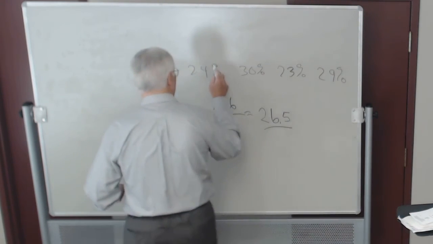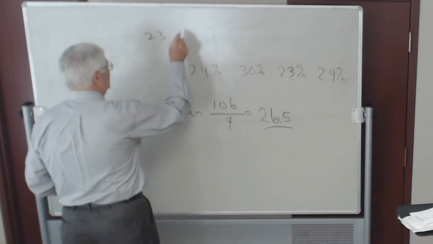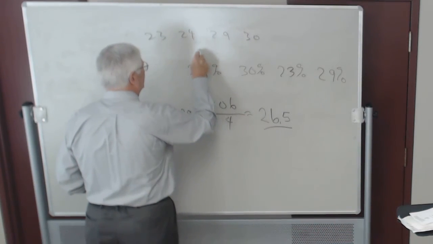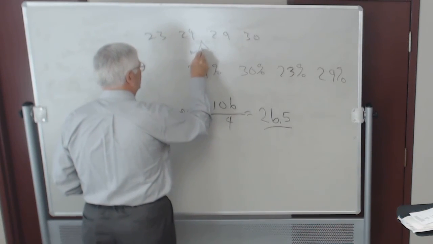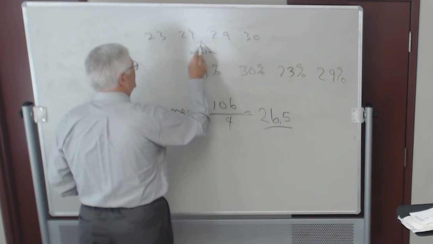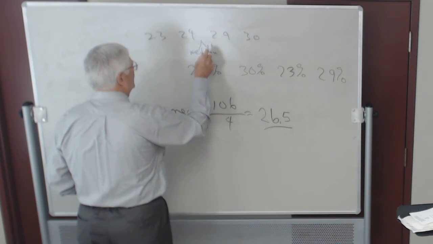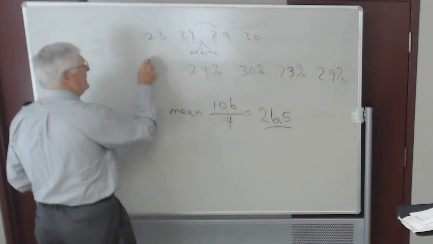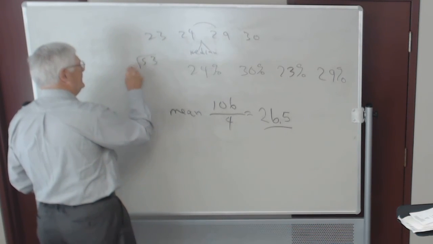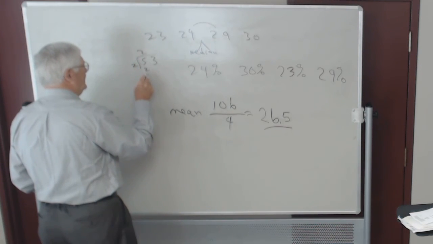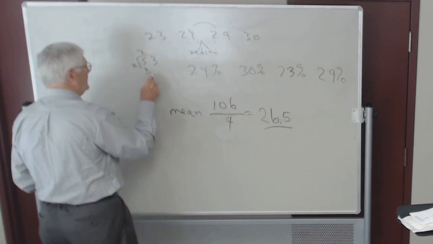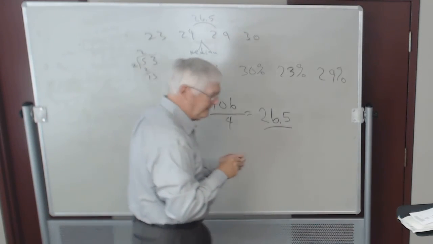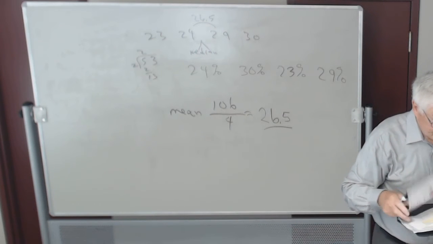Oh, now I have to rearrange them. 23, 24, 29, and 30. So the median would be what? 24 plus 29 is 53, divided by 2. 26 and a half would be the median. Okay.